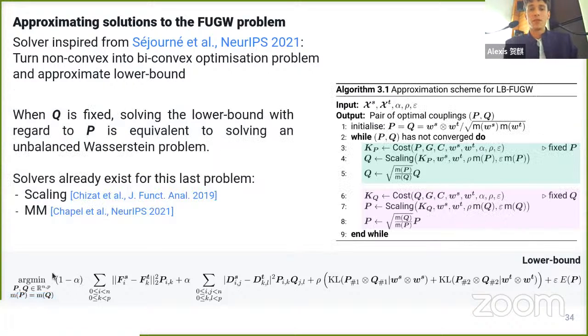Interestingly, if you fix one of the two plans, so let's say Q is fixed, solving the lower bound for the other plan, let's say P, is equivalent to solving an optimal transport problem that is very well known. And namely, it's the unbalanced Wasserstein problem, for which solvers already exist online, implementations you can just download, and they would work. So as a summary, you can see the algorithm on the right. Mostly the intuition is we fix P, optimize for Q, fix Q, optimize for P, and repeat. And hopefully this gives us good approximations to the problem we want to solve.